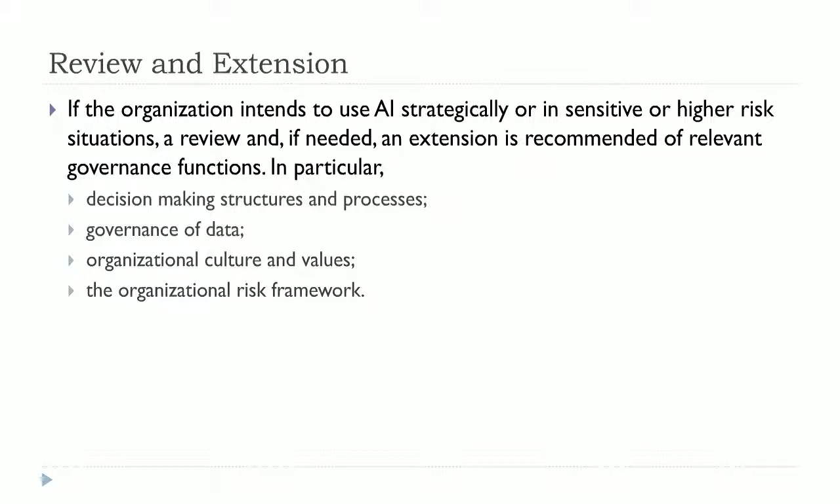is in particular necessary for aspects of governance: the way of decision making and how this is structured, and the processes around decision making, governance of data that AI uses. I mean, what data do you want artificial intelligence to use? Which artificial intelligence, in some cases, if it's badly programmed, may abuse as well. The influence of artificial intelligence on the organizational culture and values, and ultimately also the risk framework of the organization, can be influenced by artificial intelligence.